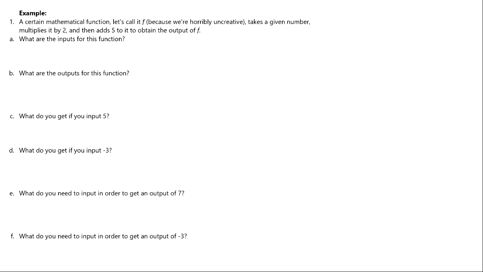Next example, we have a certain mathematical function and we're just naming it f. And we say this function takes a given number, multiplies it by 2, and then adds 5 to it in order to obtain the output for the function. And in this case, we are thinking about what the inputs for the function are.